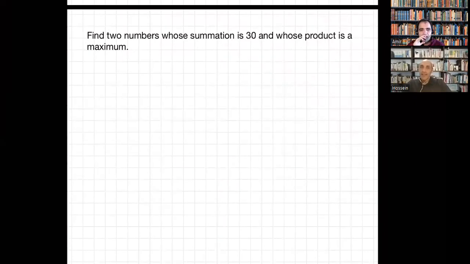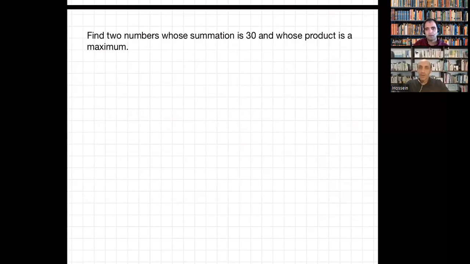So this is an application of derivative. It's an optimization problem. Assume we have two numbers, let's call them x and y, and we know the sum of these two numbers adds up to 30, and we want to find these numbers in such a way that the product of these two numbers becomes maximum. I wanted to see how you're going to solve this problem.